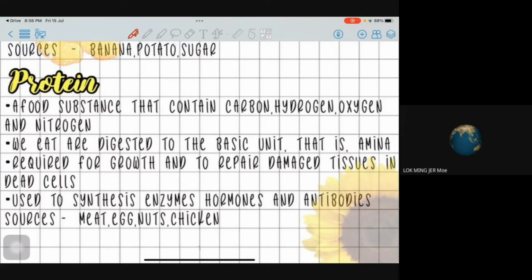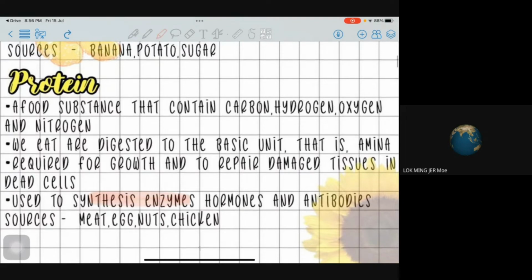Protein is also used to synthesize enzymes, hormones, and antibodies. And where can you gain your protein? Meat, egg, nuts, and chicken, and a lot more actually, fish and so on.